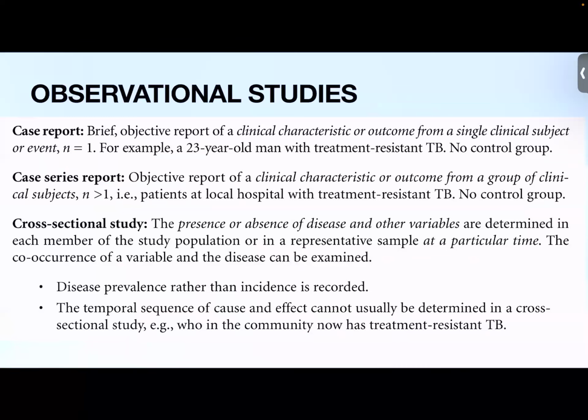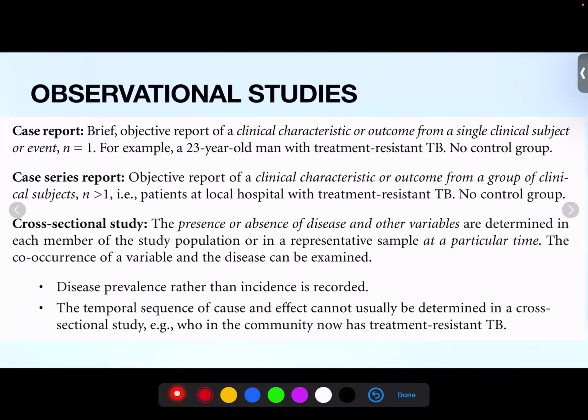Okay, so now the observational studies. Basically we have 5-6 observational studies, and then we have an experimental study. We have these two kinds of studies. In experimental studies you are actually doing some intervention, and observation means you are just observing. This is how observational studies and experimental studies differ.